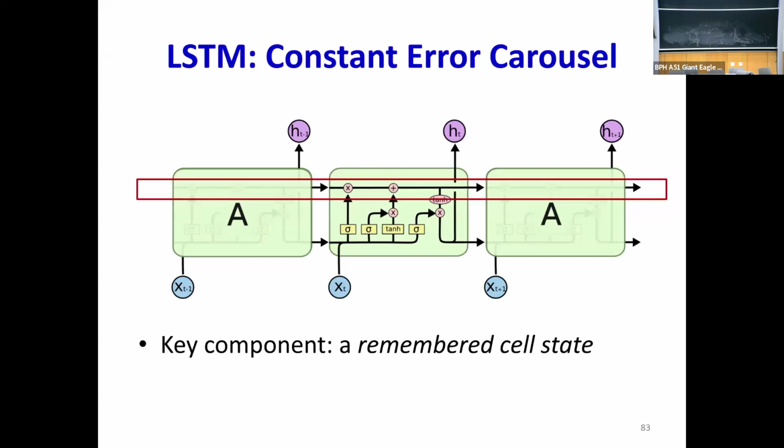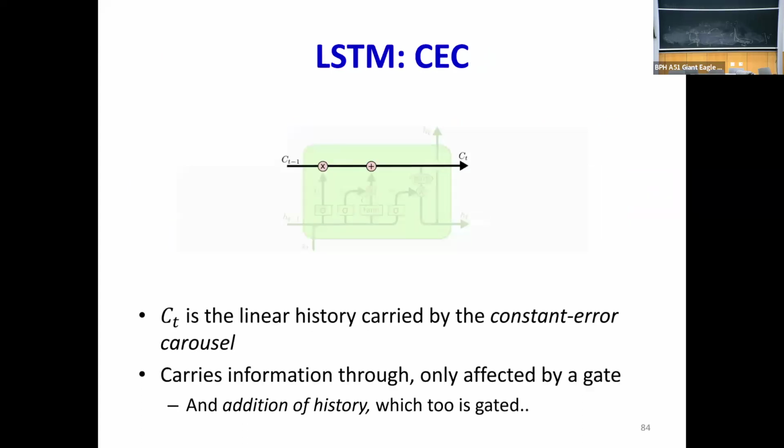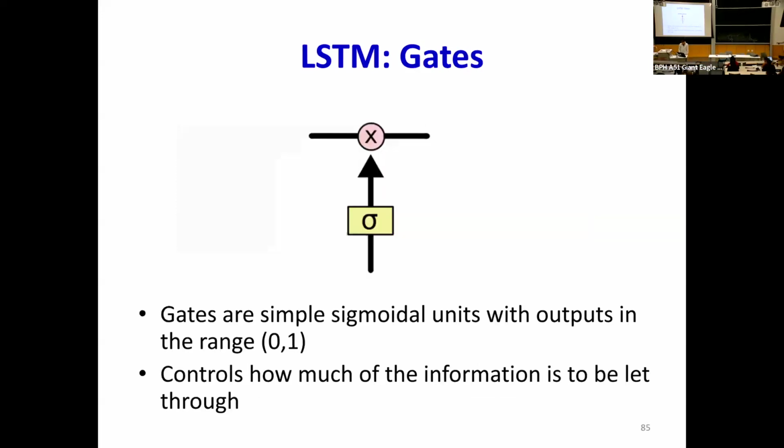And that remembered cell state is the memory line, which has no weights and no activation functions. So that's what we call the constant error carousel. I don't know why we call it that. I didn't come up with the name, but we'll stay with it. So it's a CEC, and it carries information through, but it's only affected by gates. What's in the memory is only affected by external stimuli, which are derived by analyzing the input itself.